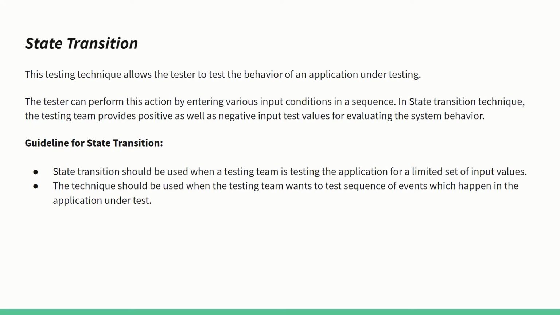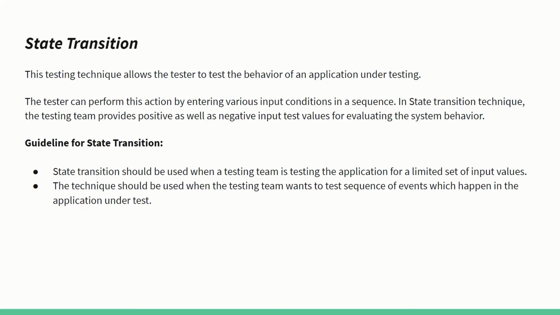The other technique is state transition. These testing techniques allow the tester to test the behavior of an application under test. The tester can perform actions by entering various inputs in sequence. The user can test the system by adding negative and positive values, testing the negative inputs and the positive inputs, and they can test how the system behaves.